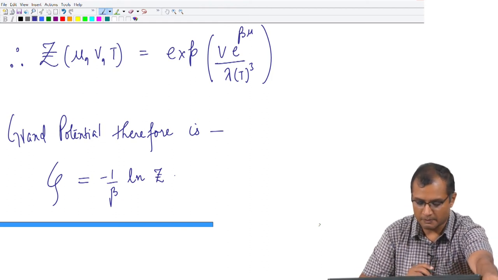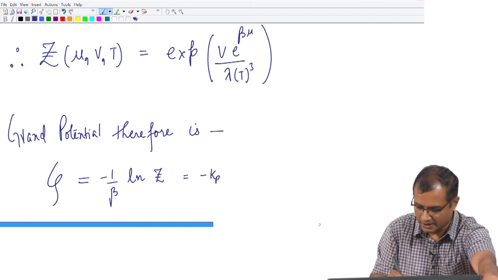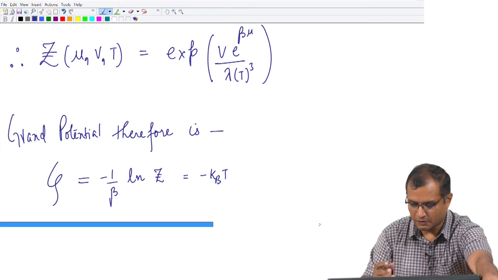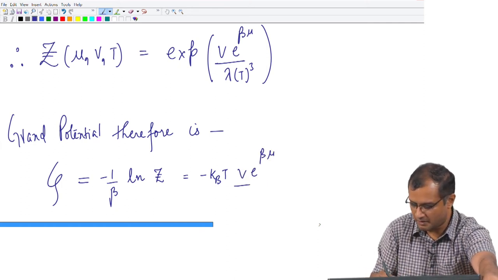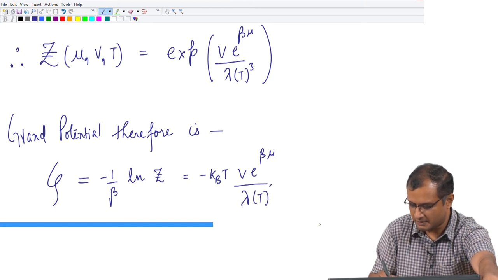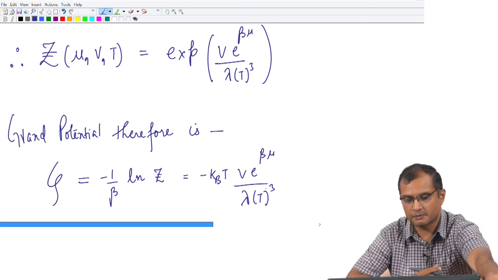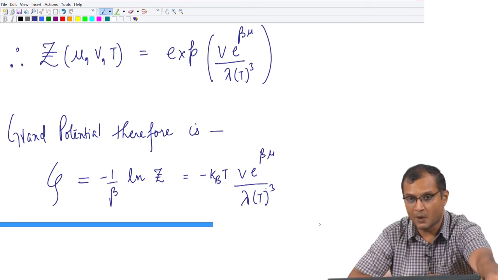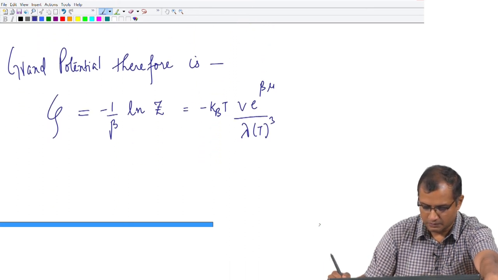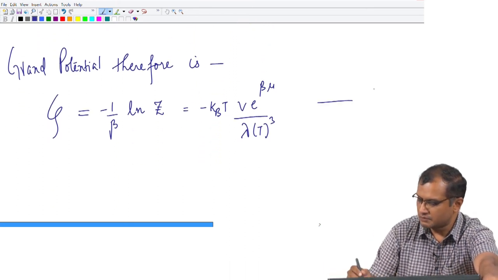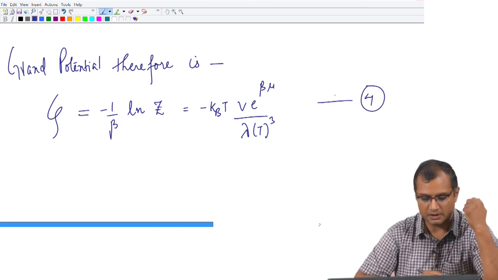grand canonical partition function. So this would be nothing but minus kBT into ln of this, which is nothing but V e raised to beta mu over lambda T to the power 3, okay. Natural log of the exponent is nothing but 1. So now let us call this equation 4. So this is our grand potential.